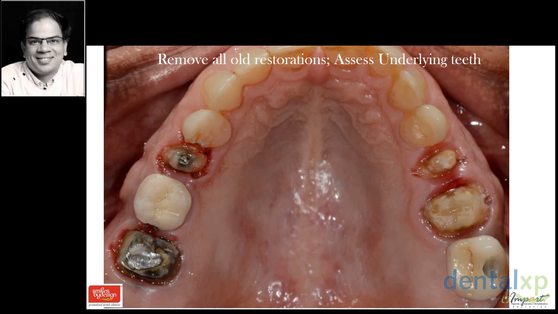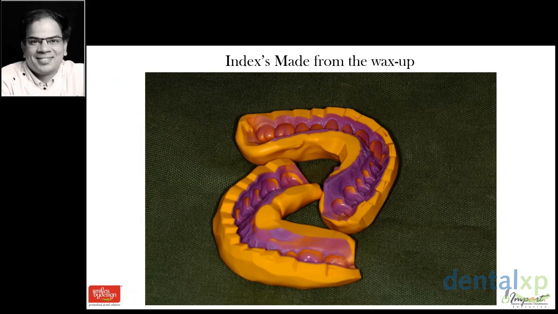So we make bonded provisionals on all the teeth after etching and bonding as we did earlier, and then we go ahead and adjust the occlusion in MIP.